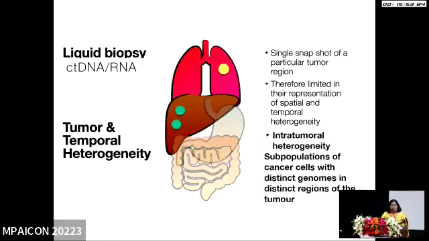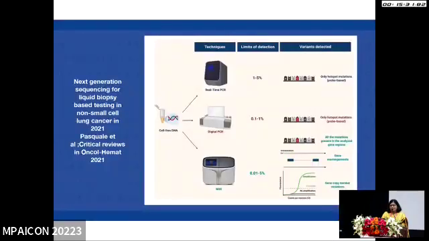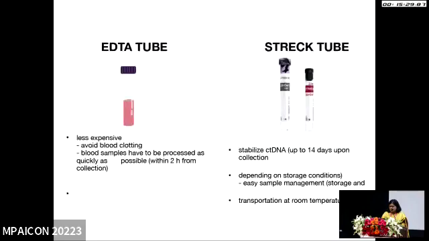Now, this is what I was talking about, tumor and temporal heterogeneity. So it gives a single snapshot of a particular tumor region. There have been guidelines, because this is becoming so important and now standard of care, especially in lung cancers. ESMO has come out with guidelines as to how to report and how to manage these samples as far as ctDNA is concerned. We have different technologies which have been discussed at length this morning.